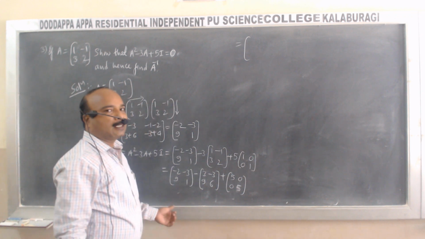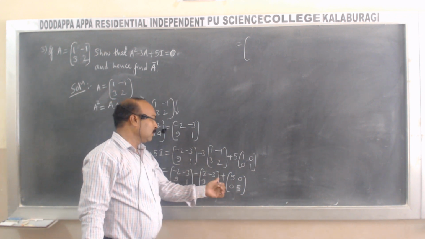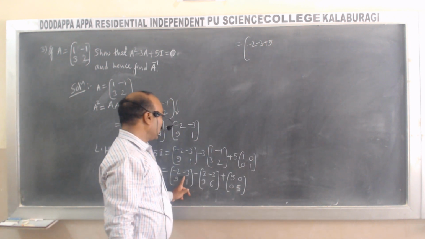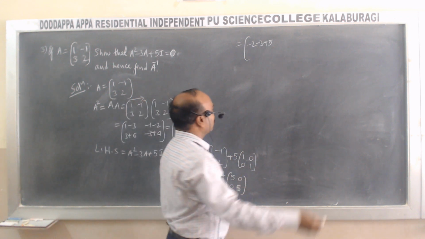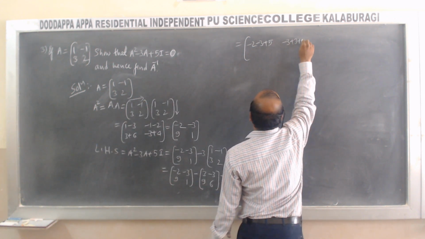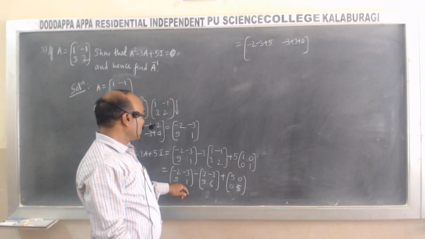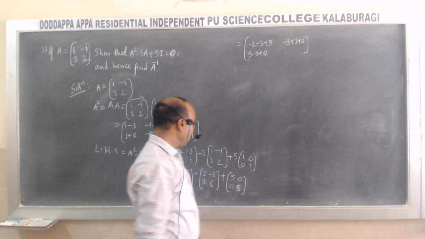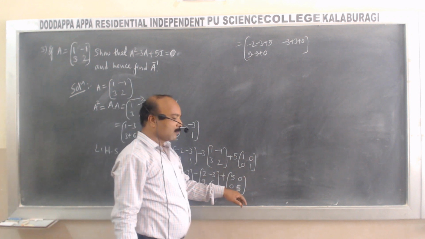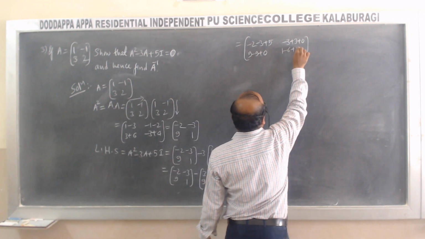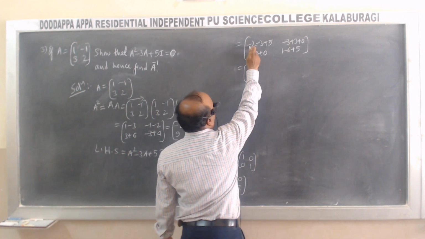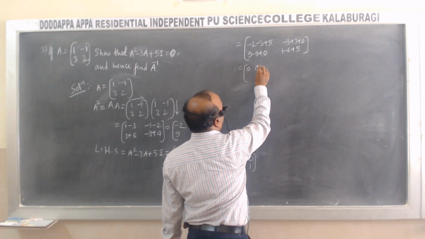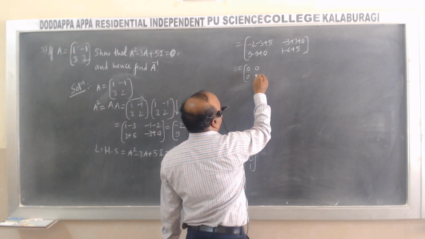We take corresponding elements for addition: minus 2 minus 3 plus 5. Second element: minus 3 minus into minus, plus 3 plus 0. Third element: 9 minus 9 plus 0. And last element: 1 minus 6 plus 5. So this is equal to 0, 0, 0, 0, every element is zero.